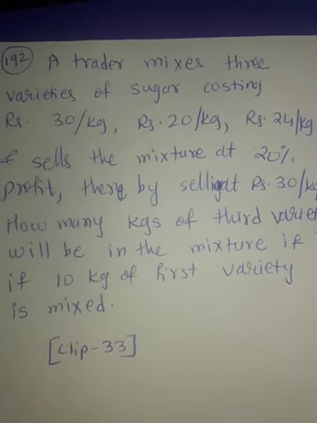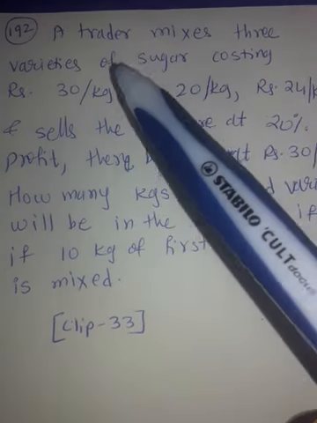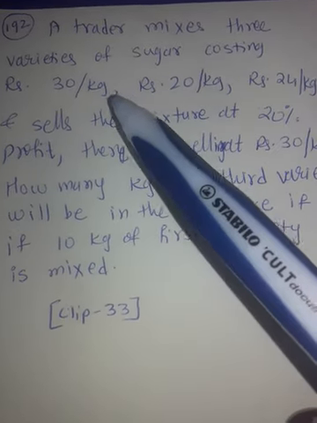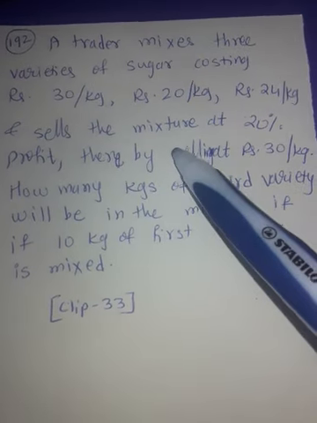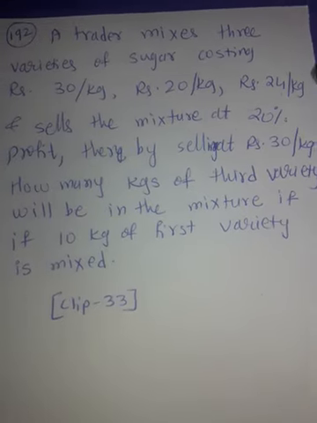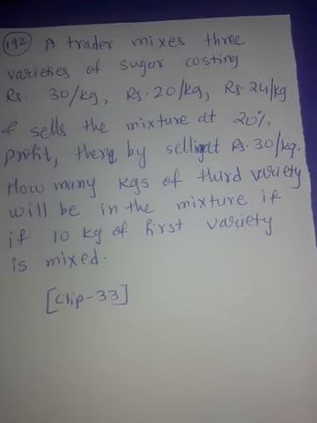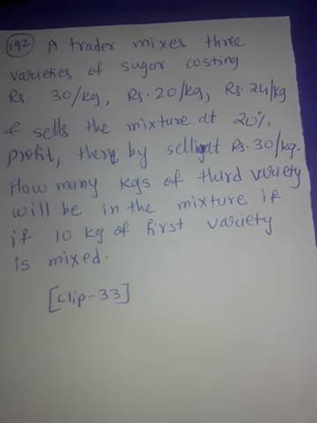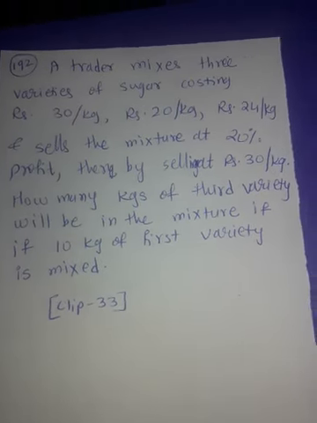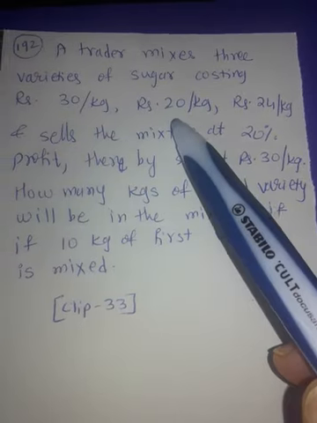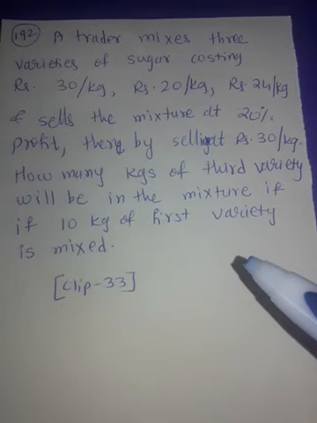So now let's solve one example in today's tutorial. A trader mixes 3 varieties of sugar costing rupees 30 per kg, 20 per kg and 24 per kg and sells the mixture at 20% profit, thereby selling it at rupees 30 per kg. How many kgs of the third variety will be in the mixture if 10 kg of the first variety is mixed? So here there are 3 types of sugar which are going to be mixed and another fourth quality is going to be formed.